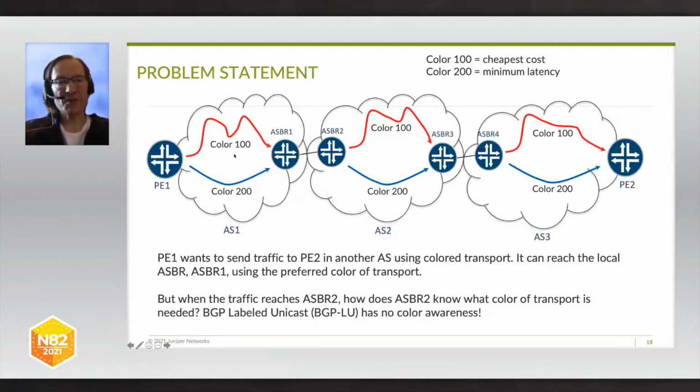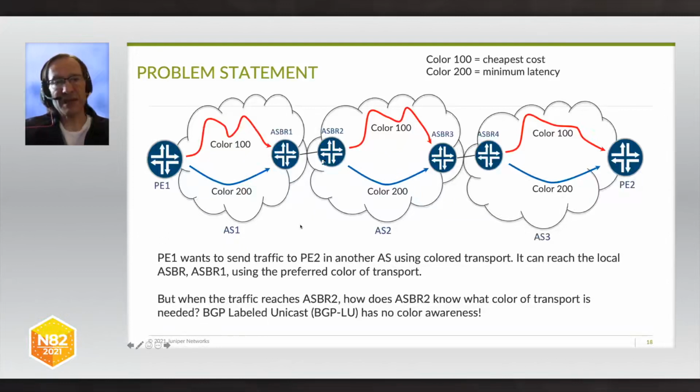And in each AS, we've got colored transport, color 100 transport and color 200 transport, where color 100 is cheapest cost and color 200 is minimum latency. Now, this is the problem statement. When traffic goes from ASBR1 to ASBR2, how does ASBR2 know what colored transport is supposed to be used for this traffic, which originated back here on PE1?